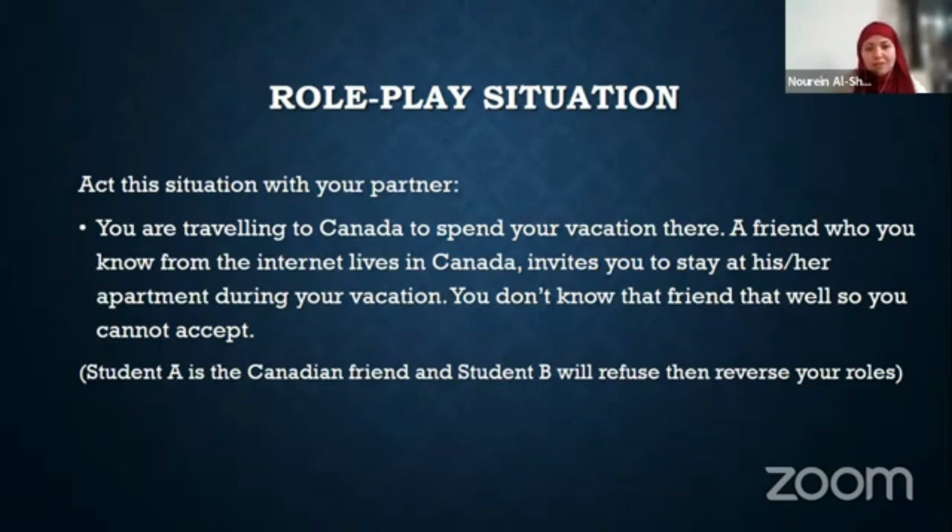So actually it's different, but it's because I was focusing on teaching them how to refuse an invitation. This one was formal, but this one is informal. Look here, student A is the Canadian friend and student B will refuse, then reverse the roles. And I will tell you in a minute why we have to reverse the roles.